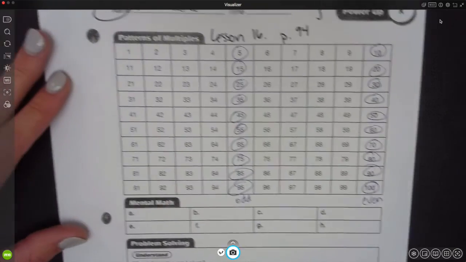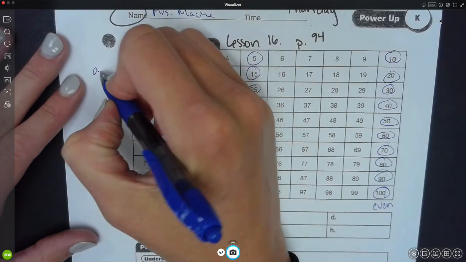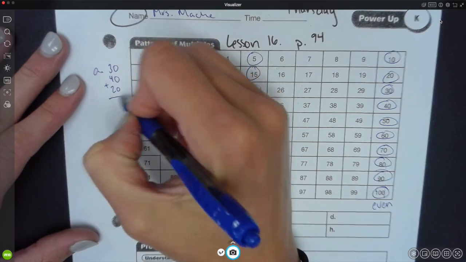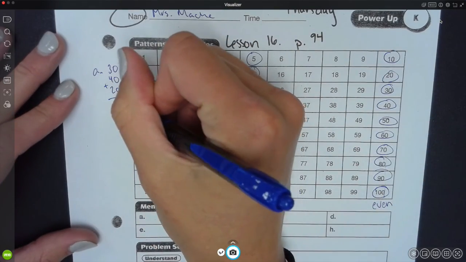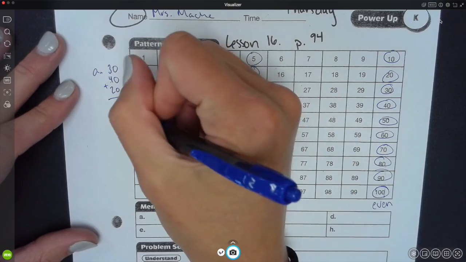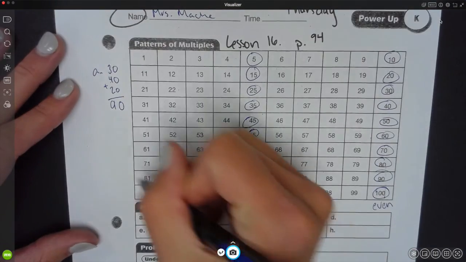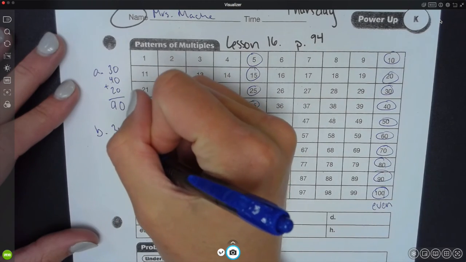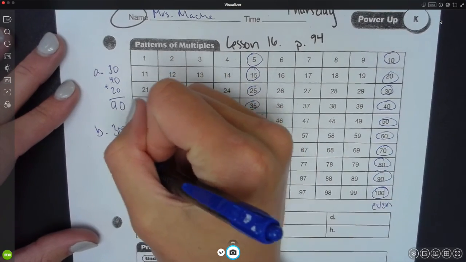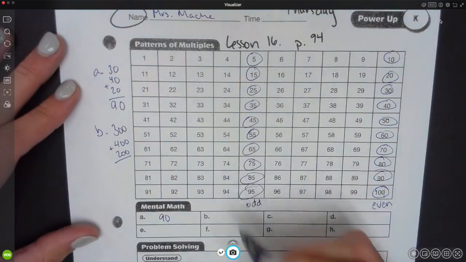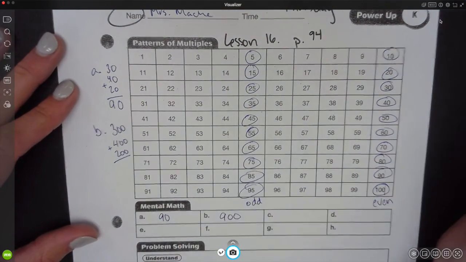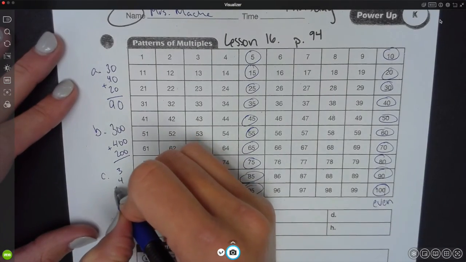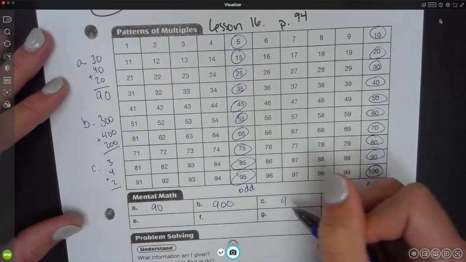On letter A, we're working on adding 3 numbers together. So we have 30 plus 40 plus 20. 0 plus 0 plus 0 is still 0. 2 plus 4 is 6, plus 3 is 9, so we get to 90. B, same thing, but with hundreds instead of tens. 300 plus 400 plus 200. That one's just going to be 900. C says 3 plus 4 plus 2. That one's just going to be 9.